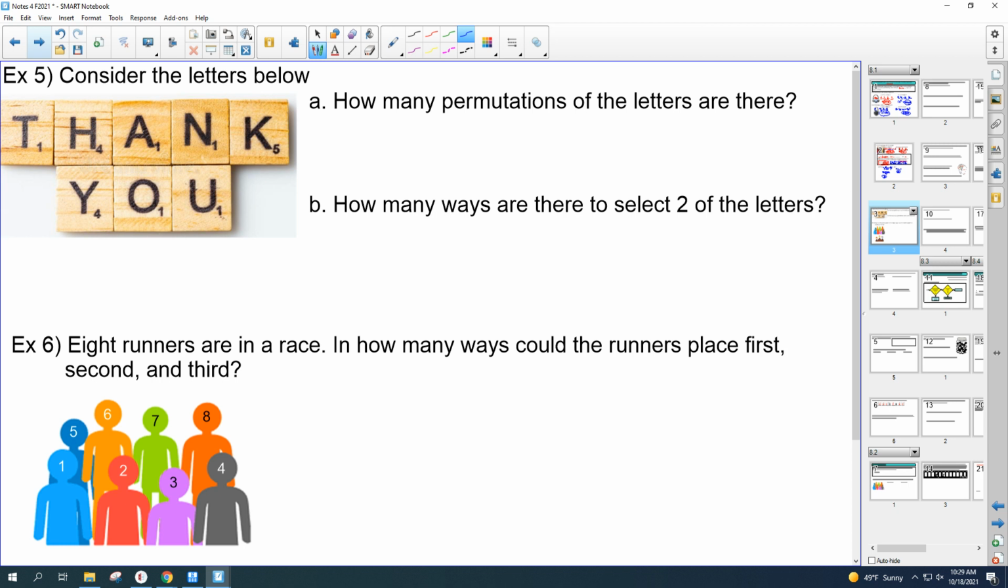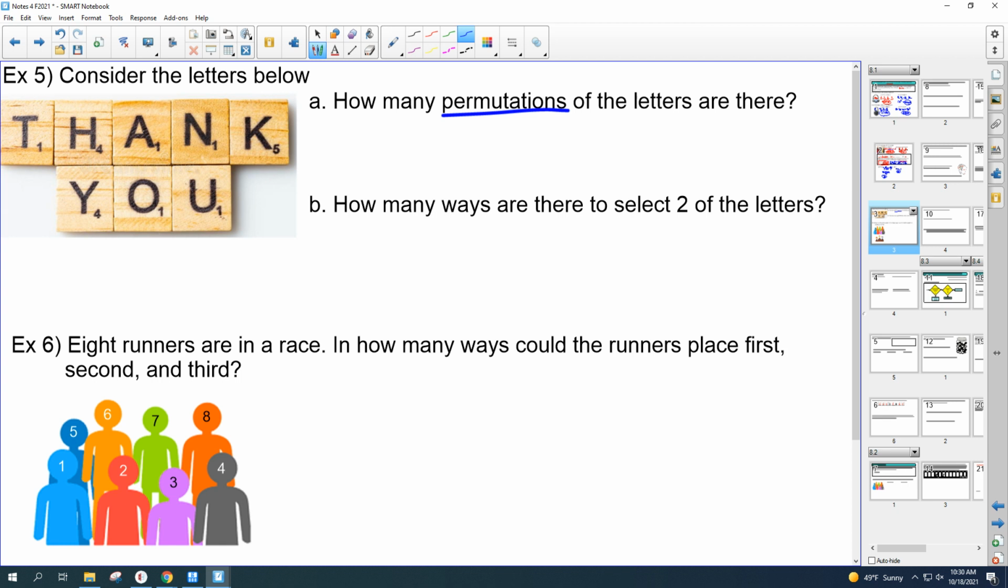Number 5, consider the letters below, and it spells out thank you in Scrabble tiles. How many permutations of letters are there? Okay, so it says permutations. That's a little bit confusing, but permutations is just talking about putting it in order. How many different ways can we put those letters in order?